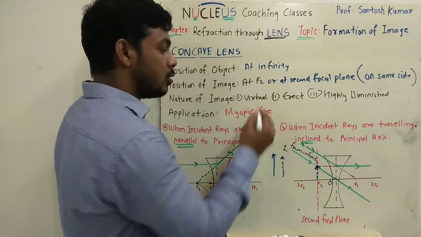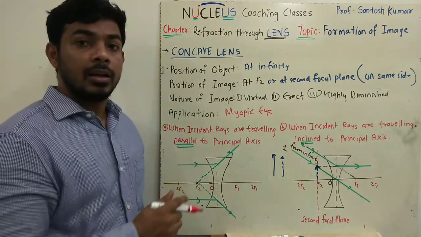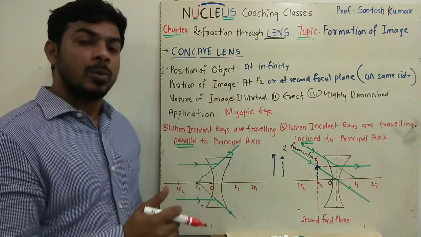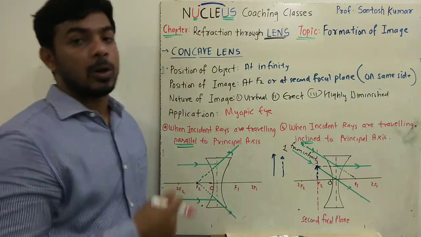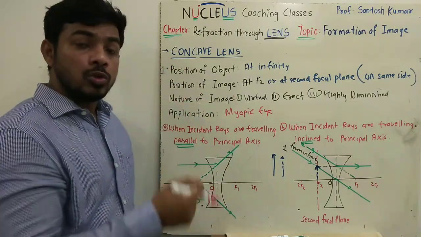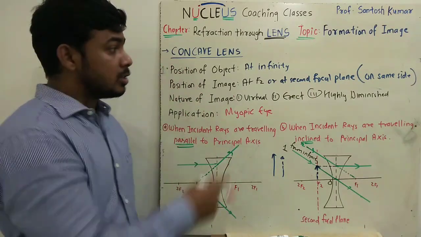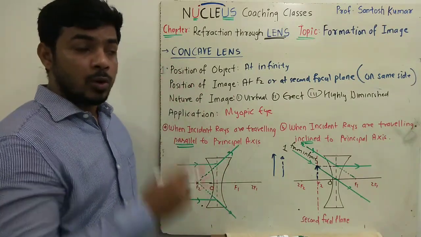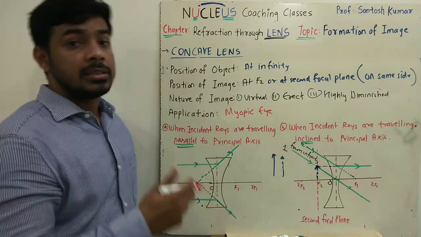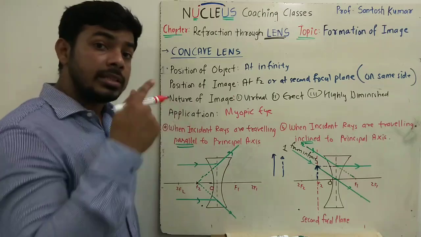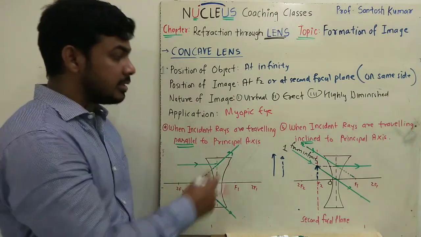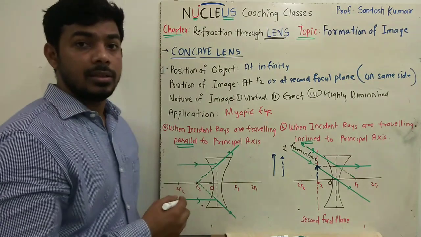Myopic eye. So there is a defect of an eye called myopia, where a person can see nearby objects but cannot see far objects. So in that case, the lens used to correct this defect is called a concave lens. So when a person tries to see an object at infinity, blurred images are formed. So to cure this defect, we use a concave lens, and this is the case where the myopic eye is used.